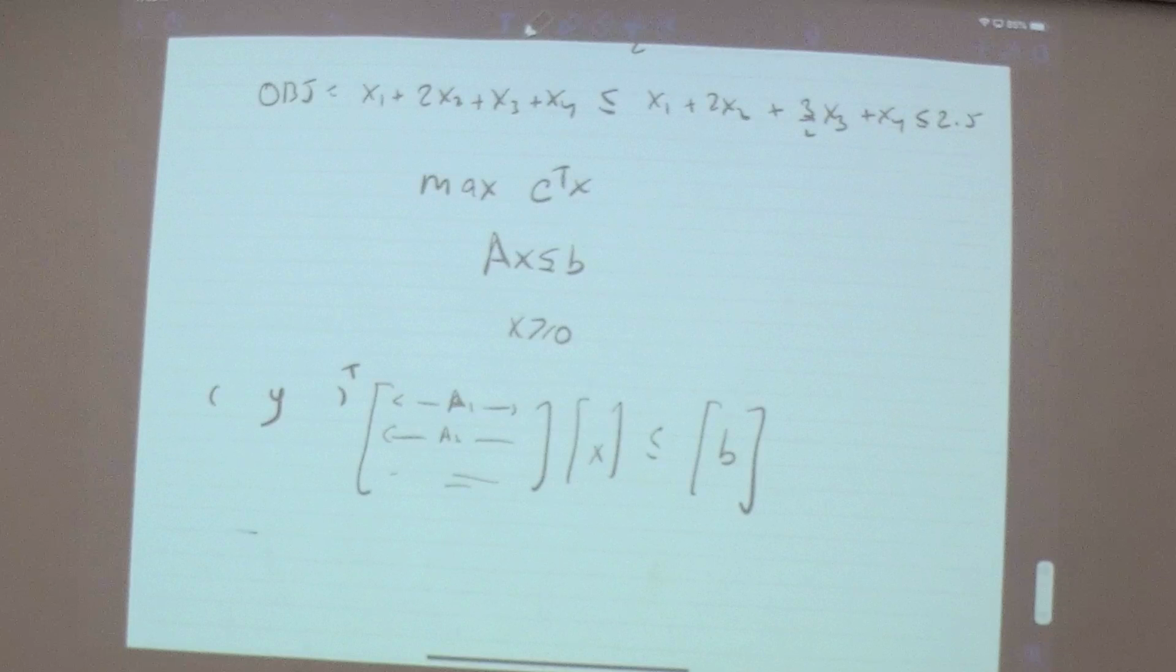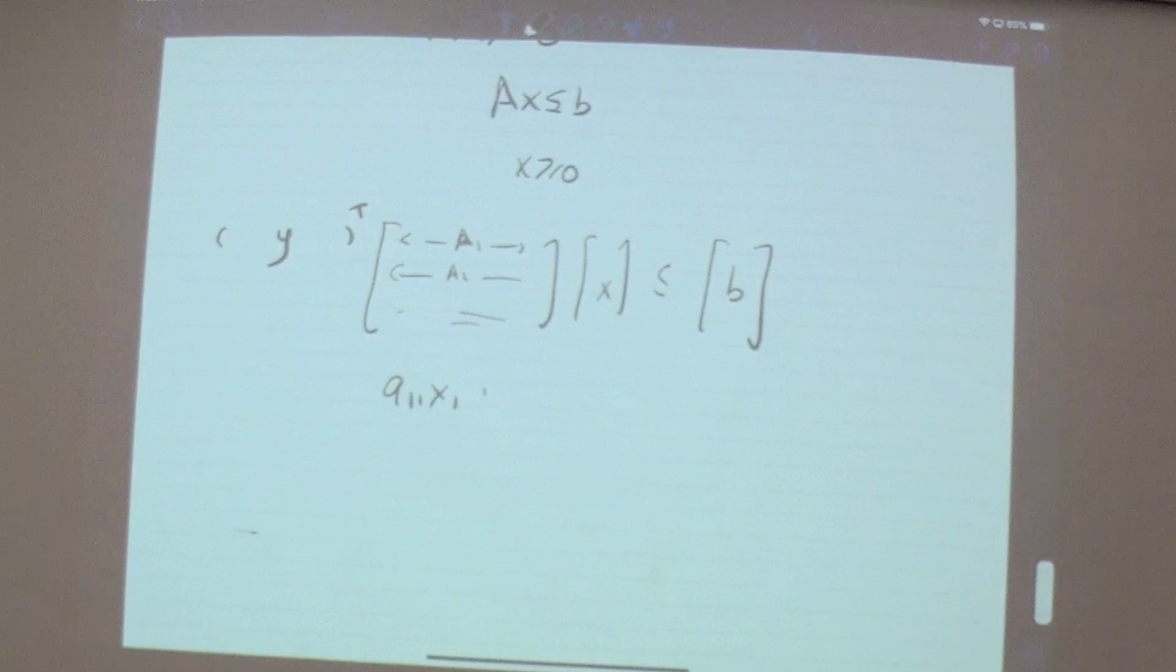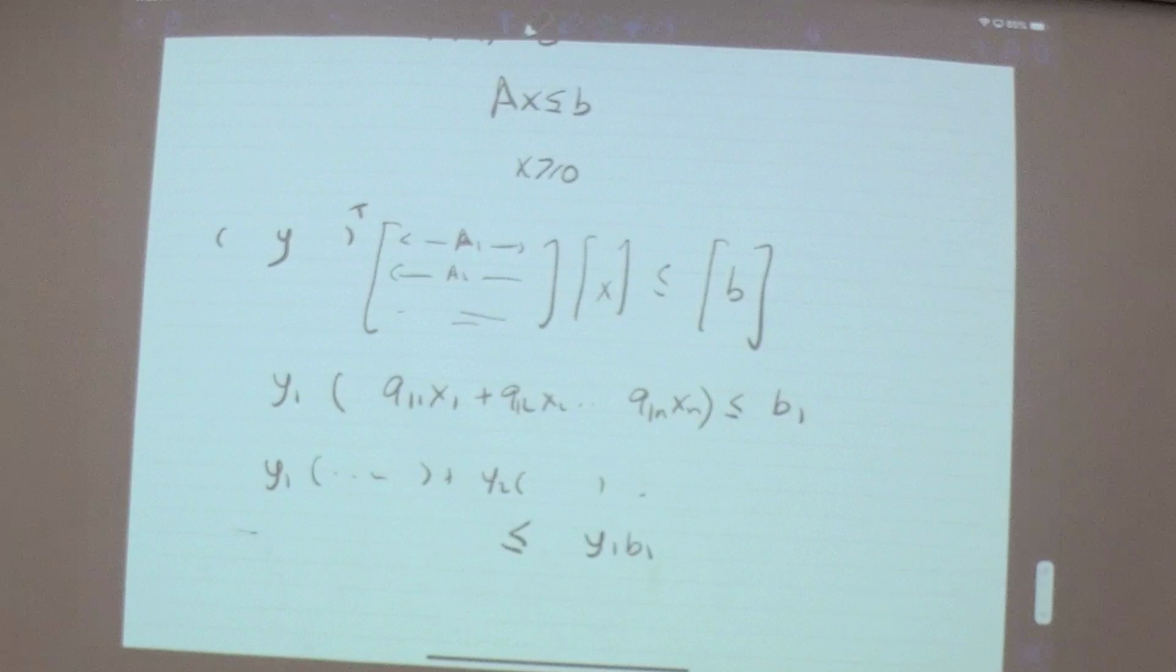so let me write this out. If you have any particular inequality, it looks like a11 x1 plus a12 x2 plus a1n xn is less than or equal to b1. I want to find a variable y1, which I will then multiply by this, as my scaling factor for that constraint. If we do that, we know that y1 times the first expression plus y2 times the second one will be less than or equal to y1 b1 plus y2 b2 plus yn bn, right? Because I'm just multiplying y on both sides, just like we did before.